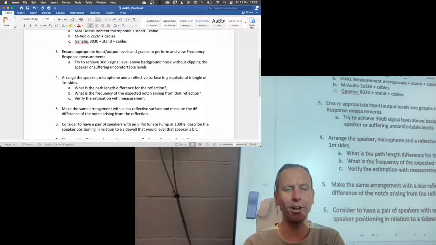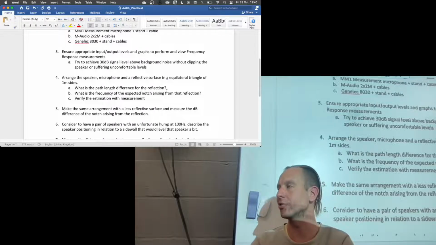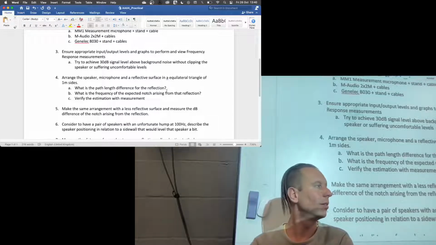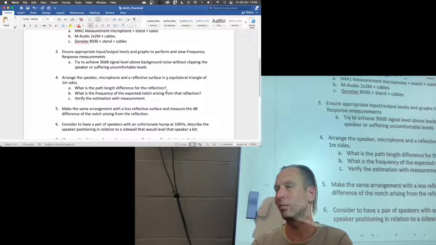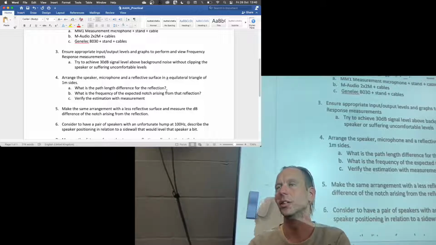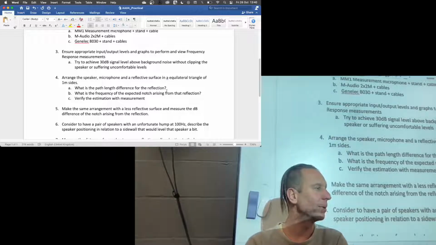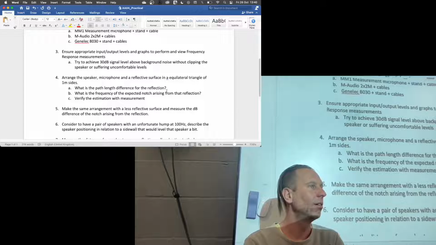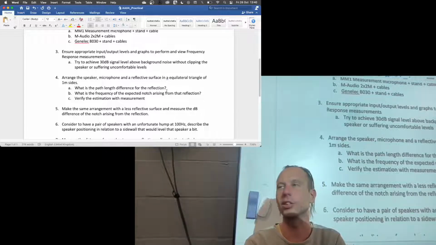Number 5, make the same arrangement with a less reflective surface and measure the dB difference of the notch. Okay, so now hopefully we've got the notch, and now we're looking at replacing the reflective surface with something less reflective or more absorptive. So it will depend a lot on which room you are in. Lucas wasn't happy with you taking a piece of wood because it's sharp and you could cut yourself. So you will have to improvise, but maybe putting a table on the side or something. These are fairly reflective walls. Just see what you can do. Try to get a different surface.